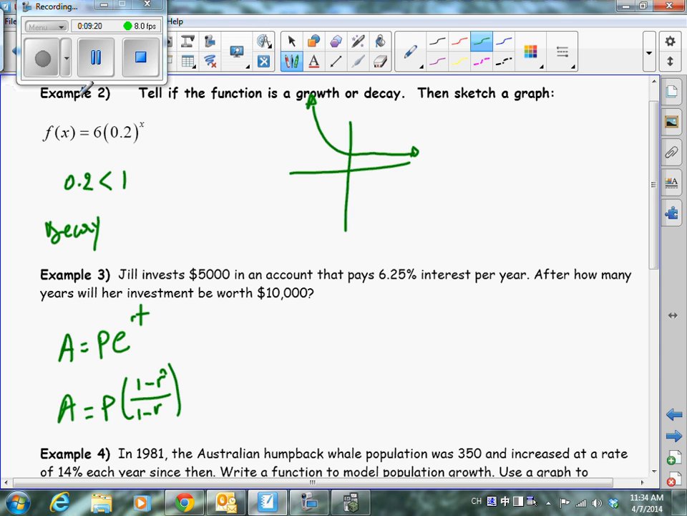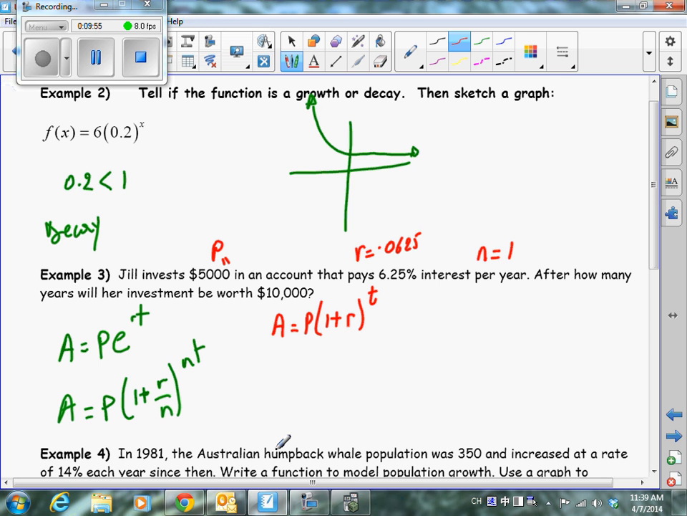I just went blank. So the first thing I would do is identify every single element. 5,000 represents my P, 6.25 represents, actually it's 0.0625, that's my r. Per year, the fact that they say per year means that n is equal to 1. So I can summarize this formula and say it's A equals P times (1 plus r) to the power of t. In other words, all I did was change n into what? What's the value of n? 1. Changing n to 1.